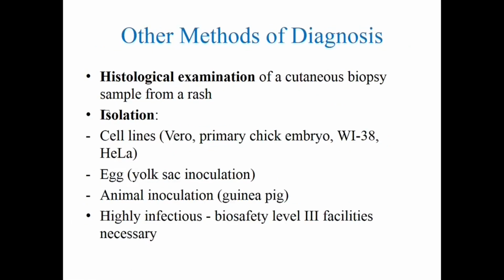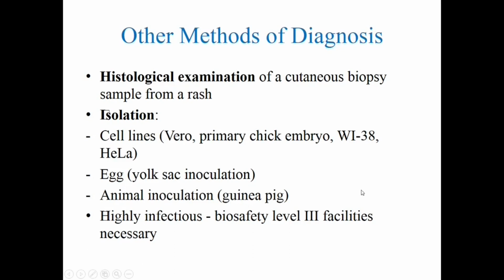Other methods of diagnosis, of course, are histological examination of a cutaneous biopsy sample from a rash, but this is also not commonly used. Or we can grow the organism. We can take the blood of the patient where the Rickettsia is multiplying and use tissue culture cell lines, or, though this is now obsolete, we can take an embryonated egg and grow it in the yolk sac, or we can inoculate the blood sample of the suspected rickettsial patient into a guinea pig.